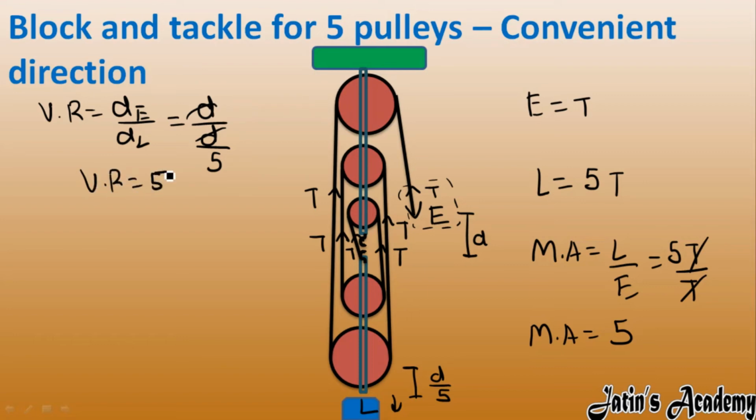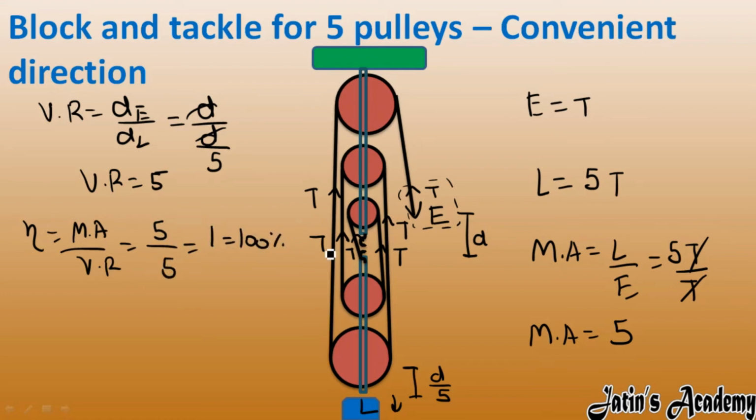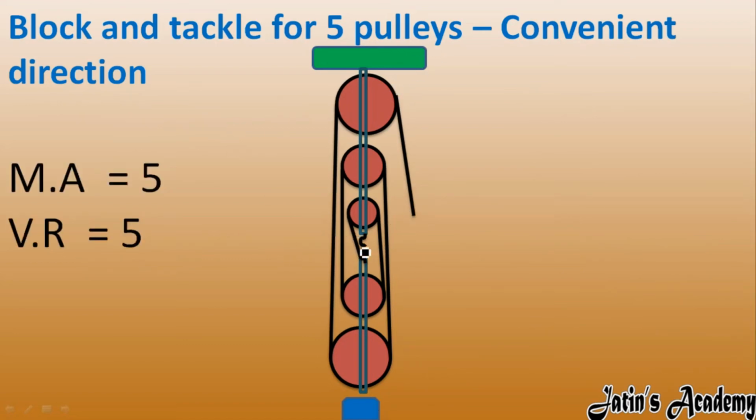Now carefully understand this. From this we will understand everything: if the number of pulleys is 5 and the direction is convenient, then mechanical advantage and velocity ratio equal the number of pulleys. And what about the efficiency? Efficiency is mechanical advantage over velocity ratio. Mechanical advantage 5, velocity ratio 5. So efficiency we got as 1, which is 100%. Here we are not considering any losses. So the efficiency of this block and tackle system is 100%. Now for 5 pulleys in a convenient direction, mechanical advantage is 5 and velocity ratio is 5.